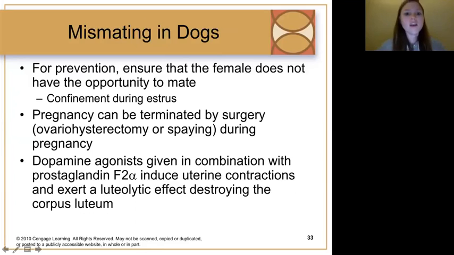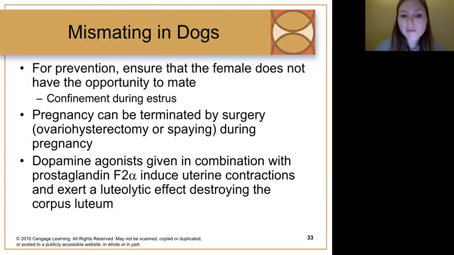Another issue you can have is mismating in dogs. Mismating is just a term for when mating happens and you didn't want it to. To prevent that, you want to make sure that the female doesn't have the opportunity to mate. If you have a female dog and you want her to mate with a certain other dog, like if you're doing purebred breeding, you want to make sure she's confined during estrus, because you never know when a male dog may come into your yard.